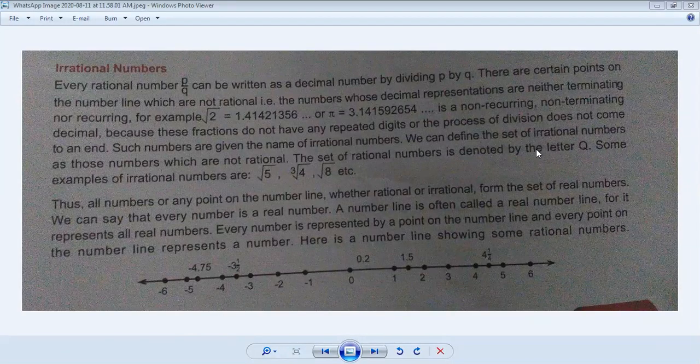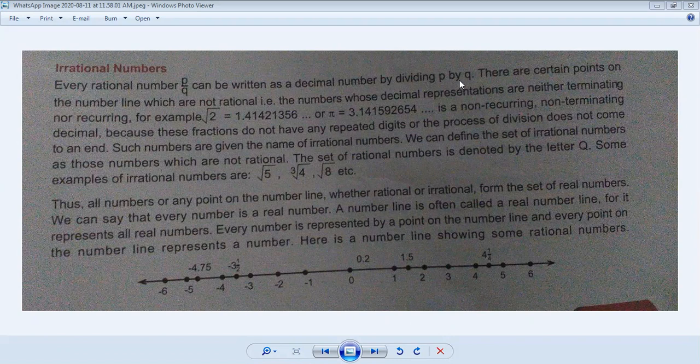So this is the definition of irrational number. Let us read and try to understand what the definition of irrational numbers is. Every rational number p upon q can be written as a decimal number by dividing p by q. It says that every rational number, which is a fraction, can be written in decimal by dividing p upon q.